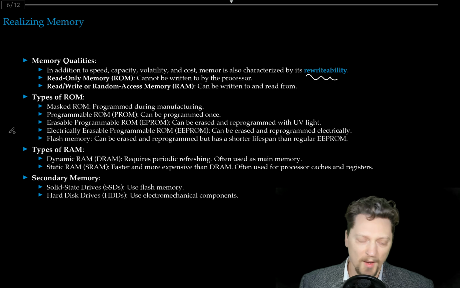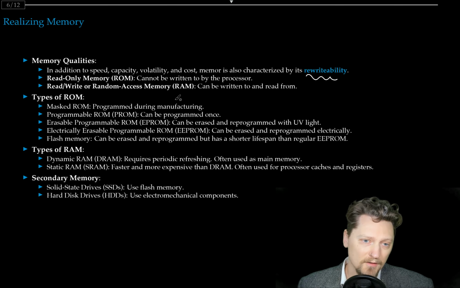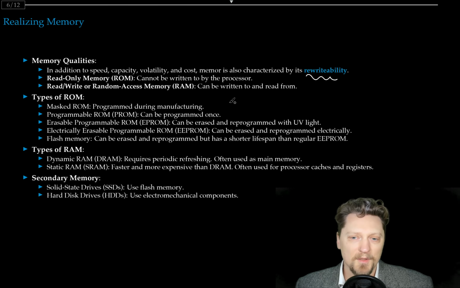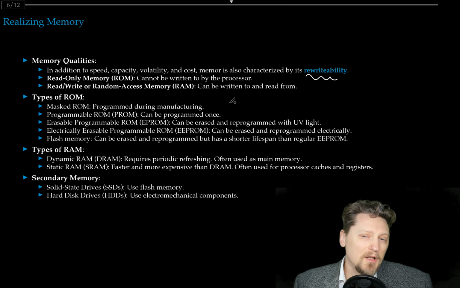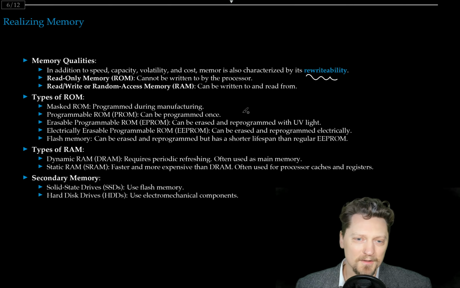Types of read-only memory, types of ROM. There's masked ROM, programmed during manufacturing, and can never be changed after that. Programmable ROM, or PROM, can be programmed once, and then it can't be altered again. And there's erasable programmable ROM, or EPROM, which can be erased and reprogrammed with UV light, like 100 times. Not a lot, and reprogramming with UV light isn't particularly convenient, so they're used for applications where we don't need to rewrite very often, but we'll need to a few times.